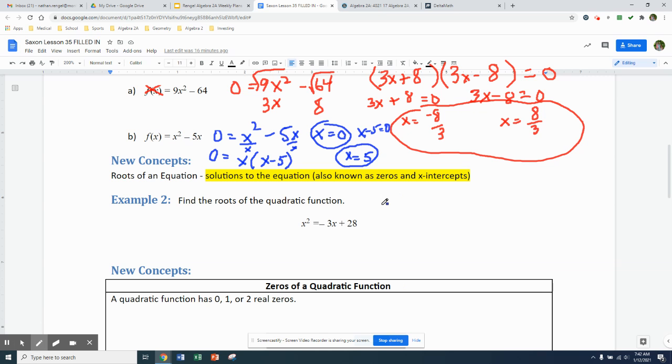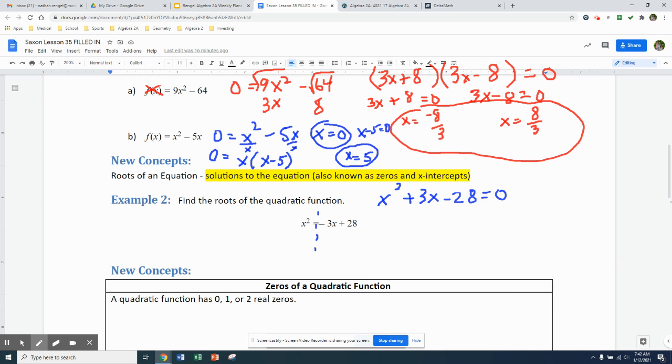Whenever we need to solve a quadratic, we're always first going to set it equal to 0. So I'm going to rewrite it up here. It's going to be x squared. I'm going to add 3x over to the other side, so my equal sign is right here. Add the 3x over, minus the 28. Set that equal to 0.